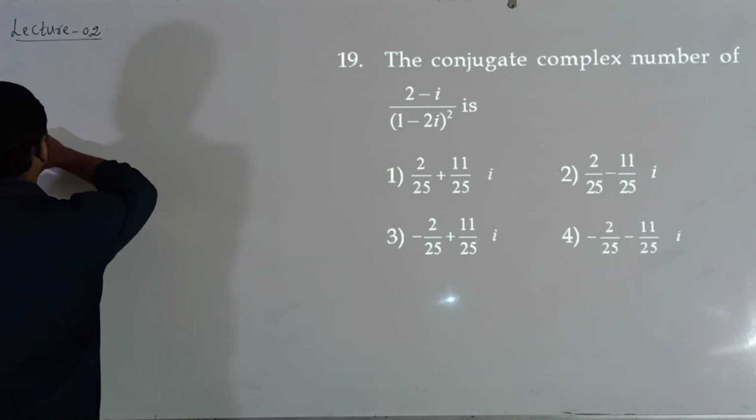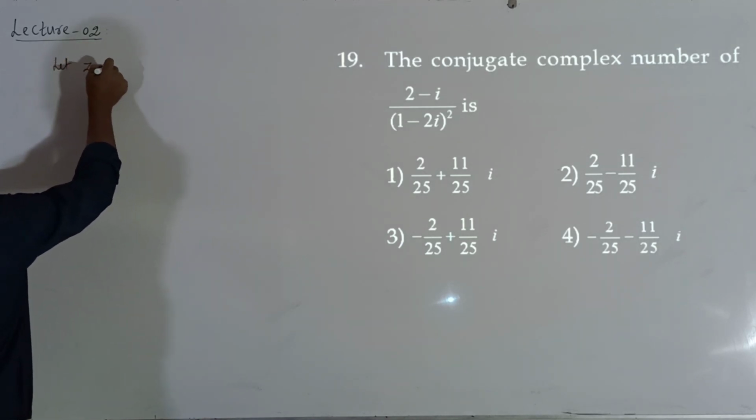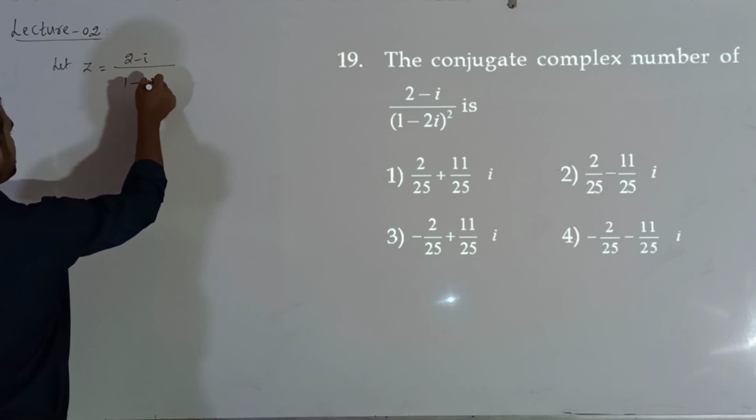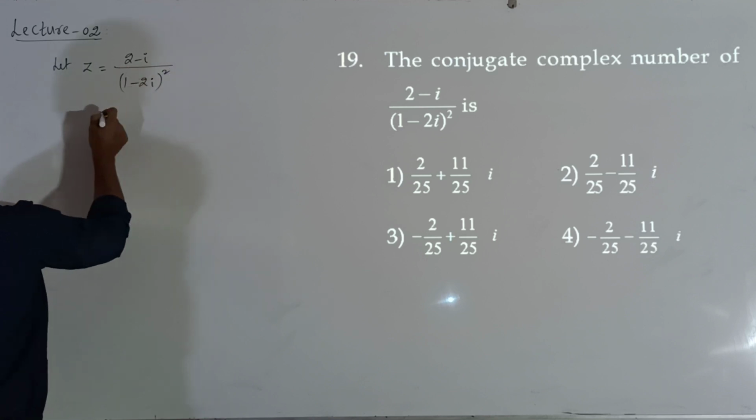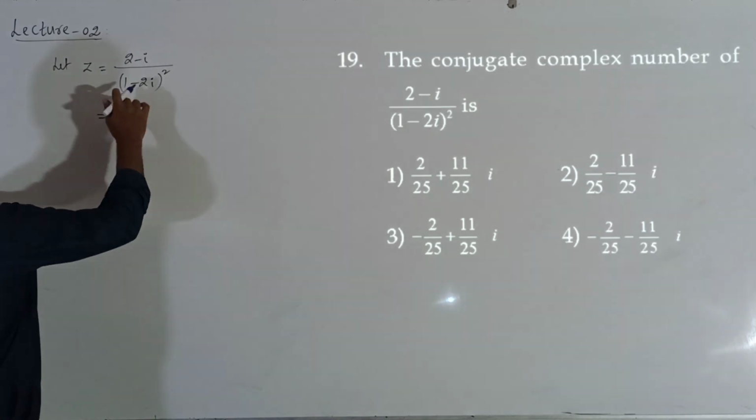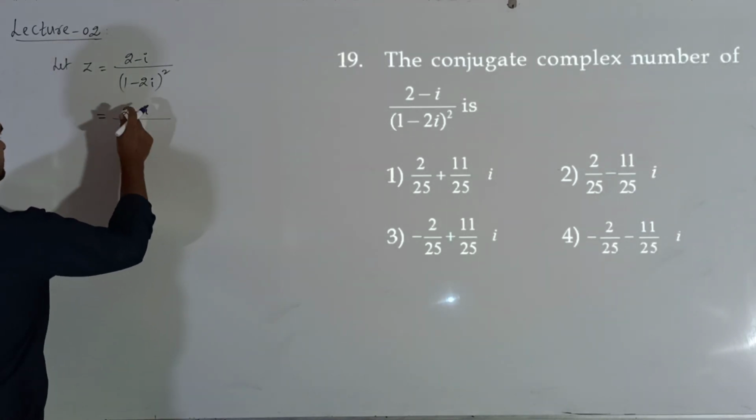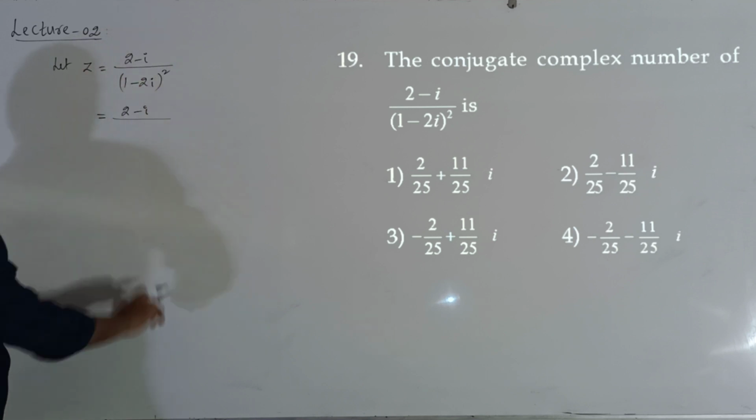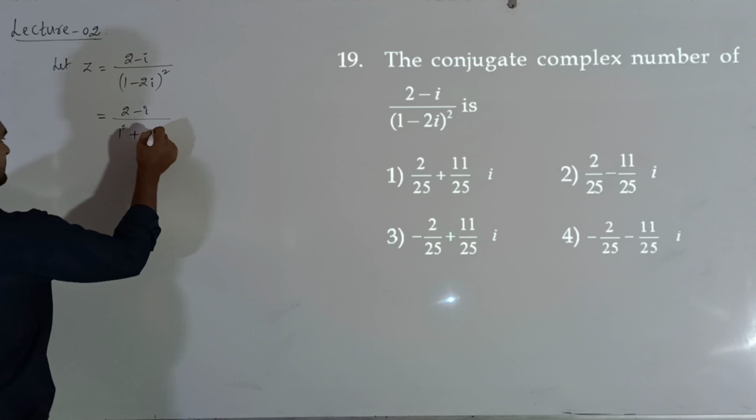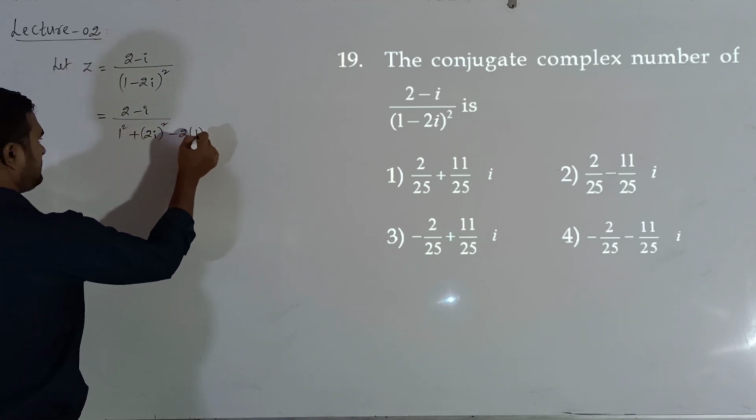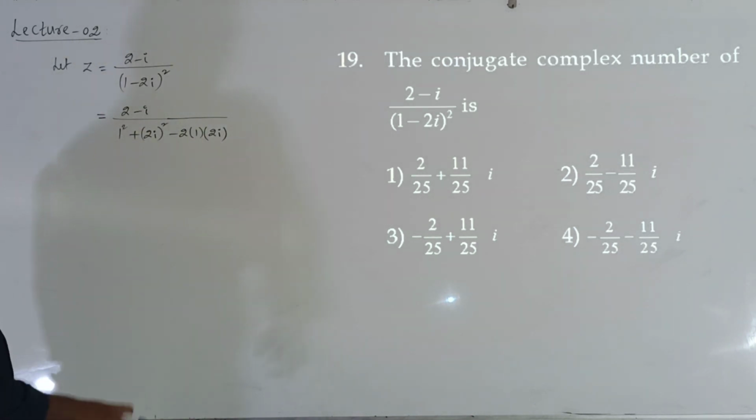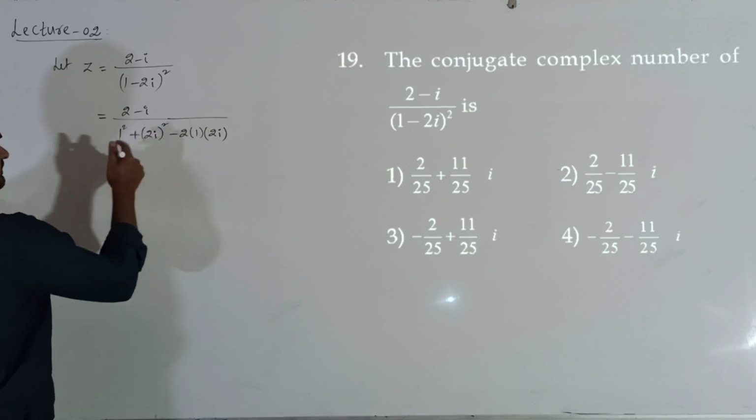Okay. So let us take the given complex number as z, 2 minus i divided by 1 minus 2i whole square. First simplify it and write it in standard form. We can simplify the denominator first. The numerator is the same. What is 1 minus 2i whole square? It is in the form a minus b whole square, using the formula a square plus b square minus 2ab.